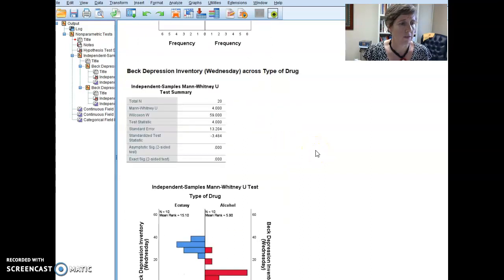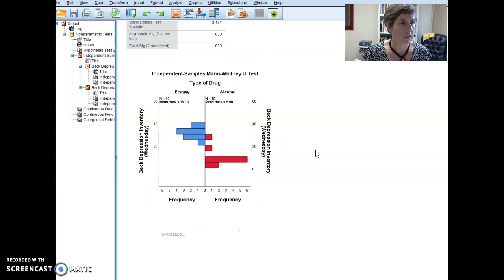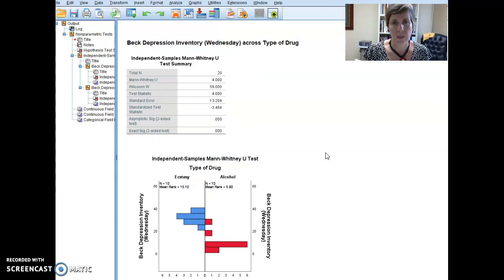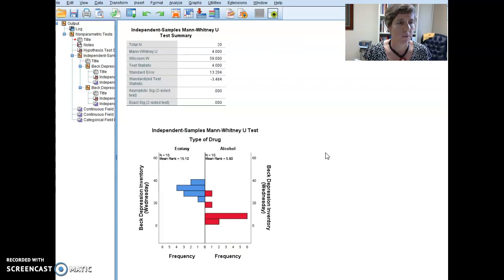However, when we come down here and we look at Wednesday, okay, we said there is a significant difference, and it's telling us that there's a significant difference of 15.1 rank to a 5.90 when it comes to depression. So on Wednesday, there was a difference between whether the person consumed ecstasy or whether they consumed alcohol on the effect of depression.